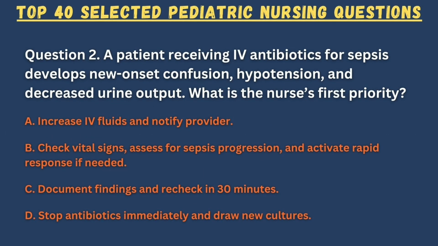Question 2. A patient receiving IV antibiotics for sepsis develops new-onset confusion, hypotension, and decreased urine output. What is the nurse's first priority? A. Increase IV fluids and notify provider. B. Check vital signs, assess for sepsis progression, and activate rapid response if needed.